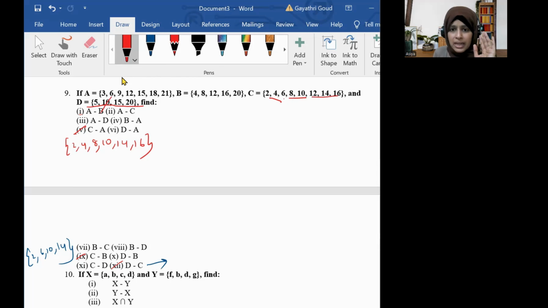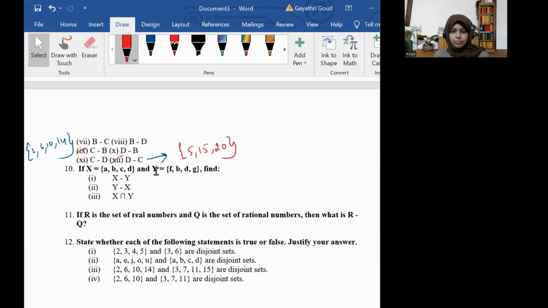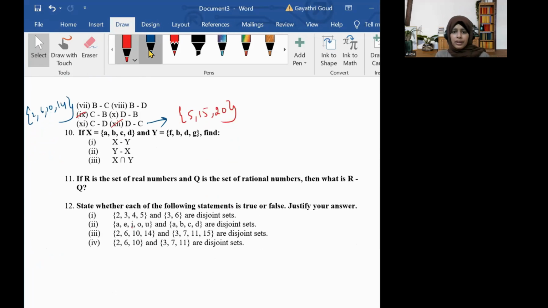So what is remaining in D now? 5, 15, and 20 are remaining. So this is the answer, 5, 15, and 20. I hope that's clear.